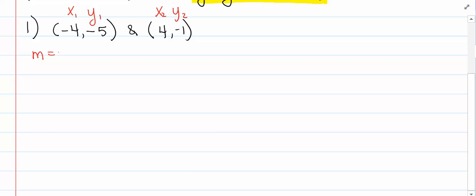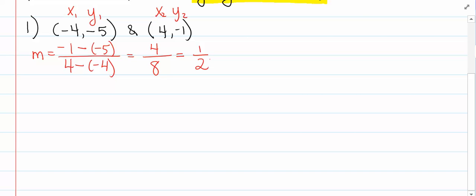So it's y2 minus y1, so -1 minus -5 all over 4 minus -4. On the top it's going to become 4, on the bottom it's going to be 8, which reduces down to 1/2. So that's your first step.